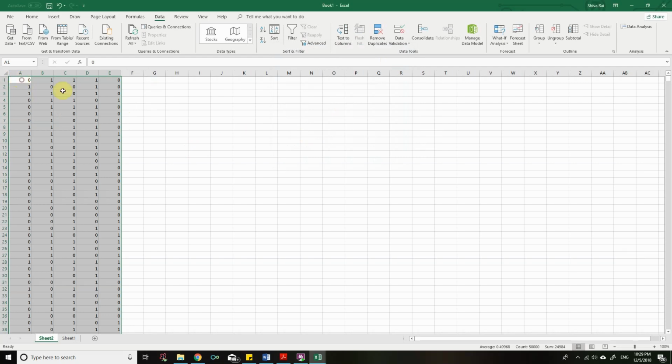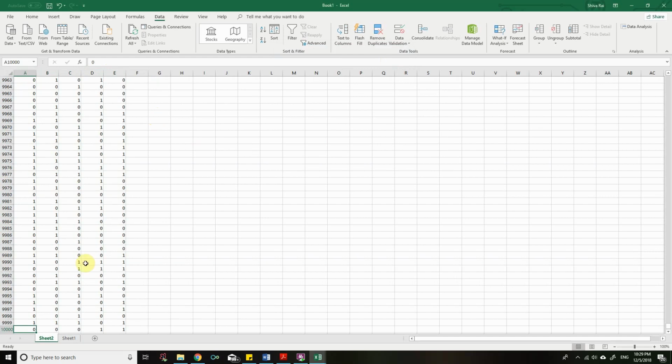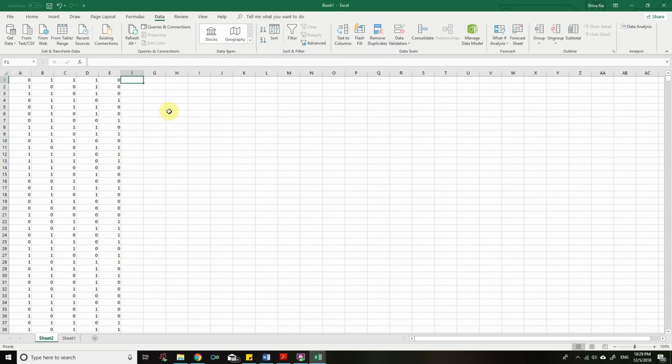Alright, so we get 5 columns. That means these are the columns for 5 coins, and if you go to the end, then there are 10,000 tosses of the coin. Let us record the number of heads in each toss of 5 coins. Sum is this one, A1 up to E1, so that's 3. And now hover on the right bottom and double click, so you get this.